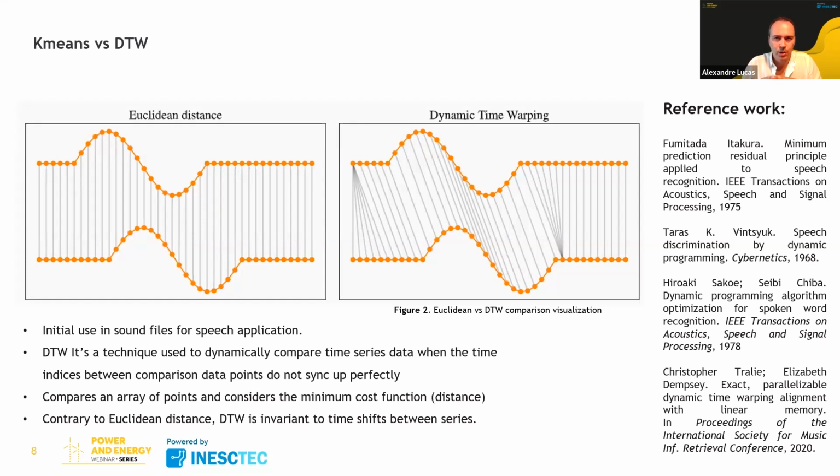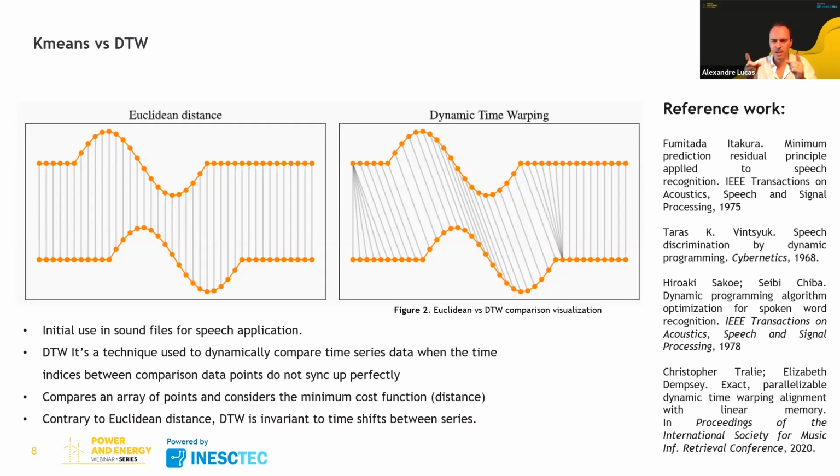Because these load profiles, even though they can have quite similar behaviors, if they are deferred in time, the algorithm and Euclidean distance approach will not see this similarity. So these two figures here are quite evident of what the algorithm does. Dynamic time warping creates the waves, and they can have different lengths. And this is the fantastic thing.